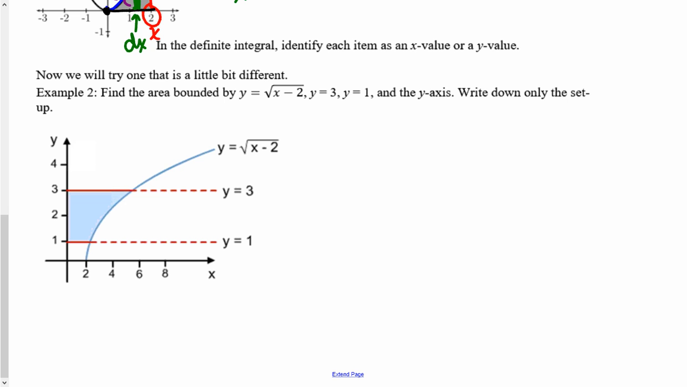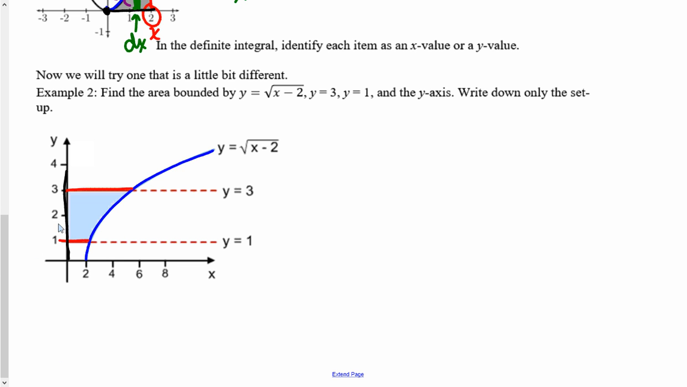So we are finding the area bounded by y equals the square root of x minus 2, y equals 3, y equals 1, and the y-axis. So now I need to, again, do the setup of this area. I need to draw in my rectangle. Now, if I draw in my rectangle up and down here, are we okay that I'm not touching the blue curve at all? So I cannot draw my Riemann sum, my rectangle, up and down like this because I never even addressed that there's a curve there necessarily.